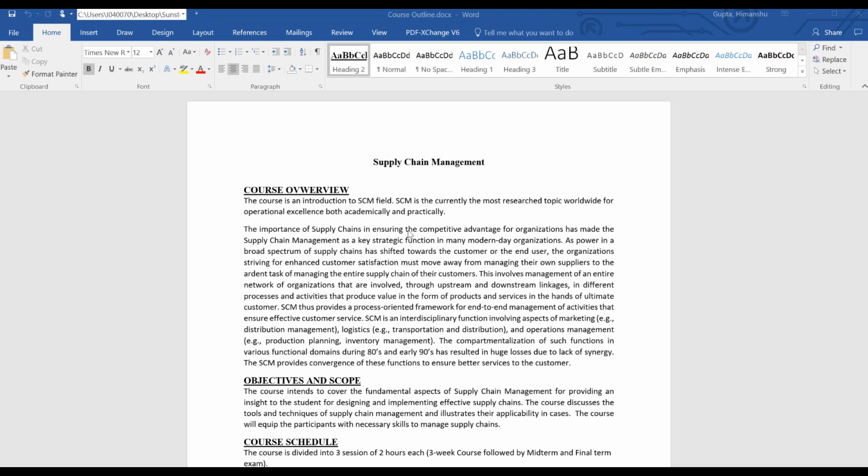To start with, supply chain management is a topic which is currently of research focus to get operational excellence, not only in terms of practicality, but also the academic part of it. So if you go to Google, if you go to any university, you will find tons of literature. So it is purely your interest how deep you want to go into it, but a very interesting topic. I will try to see how interesting I can make it in the next 2 or 3 sessions we are going to take, and hopefully we should be good.